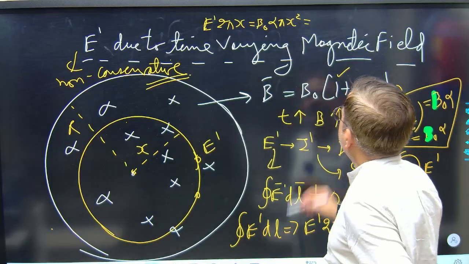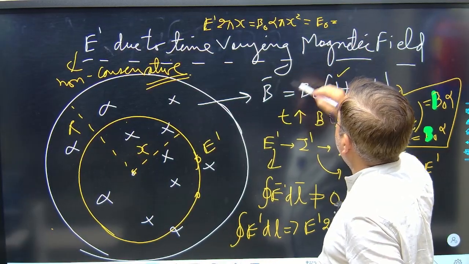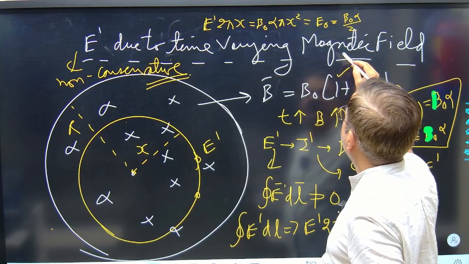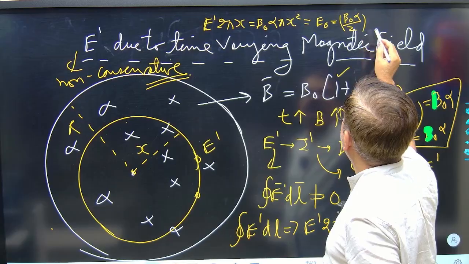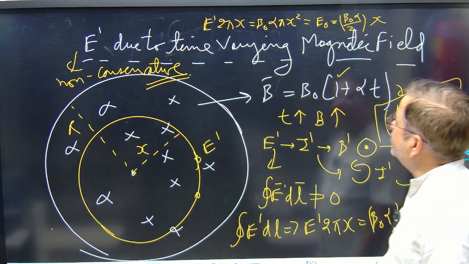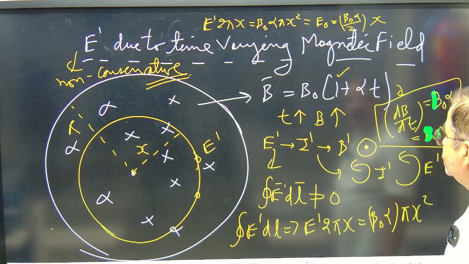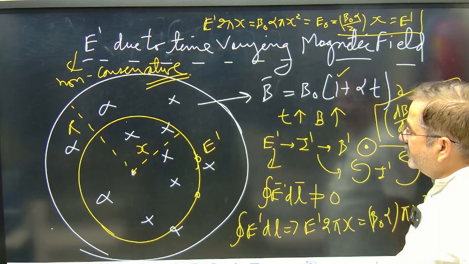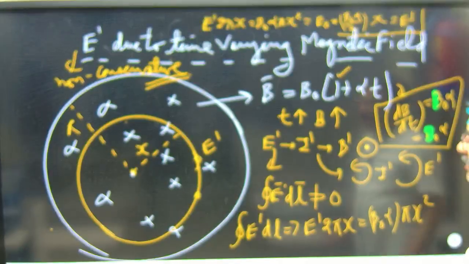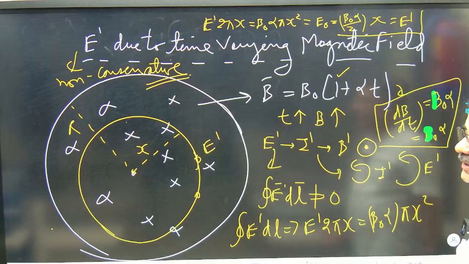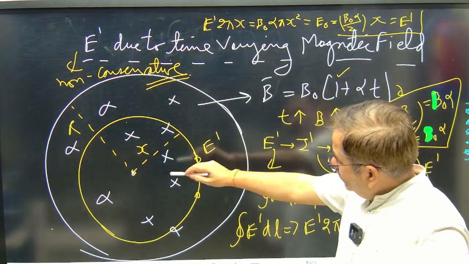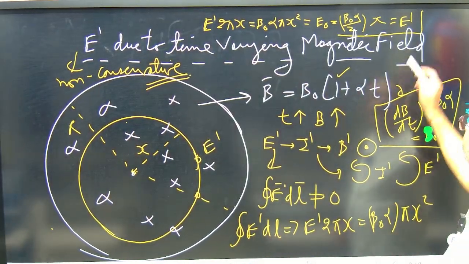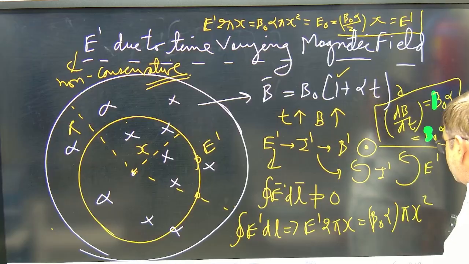Further, if we summarize, the E dash value will be B naught alpha by 2, correct? B naught alpha by 2 into x. So this is the expression for the induced field E dash. The E dash field lines are like this. For any x less than the radius, E dash field lines will be going this way. So this is the result for induced field lines for any region between 0 and the radius of the loop. E dash is varying linearly with x, the rest of the terms remain constant.